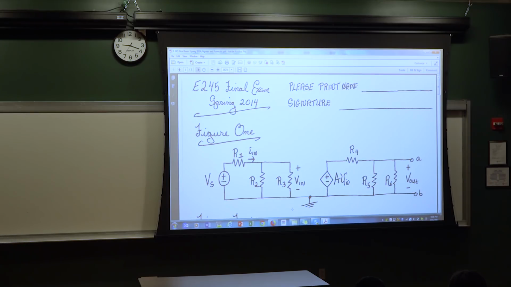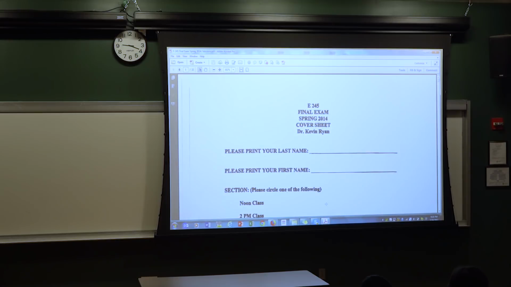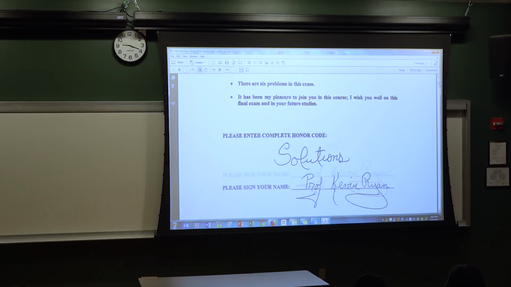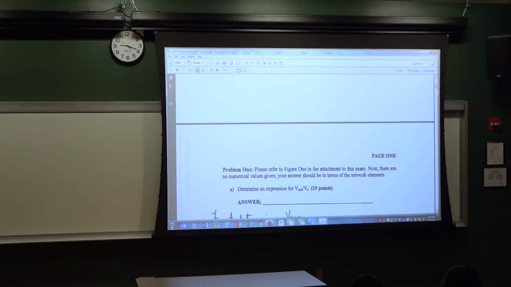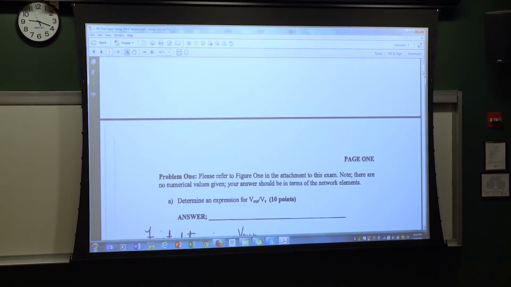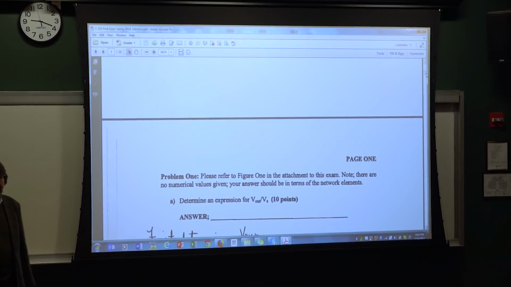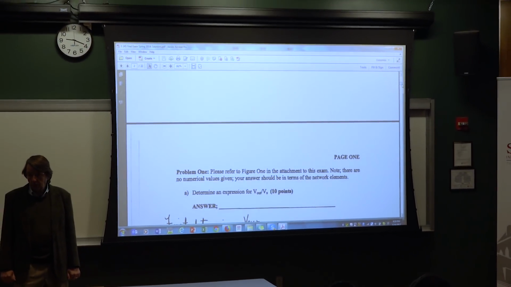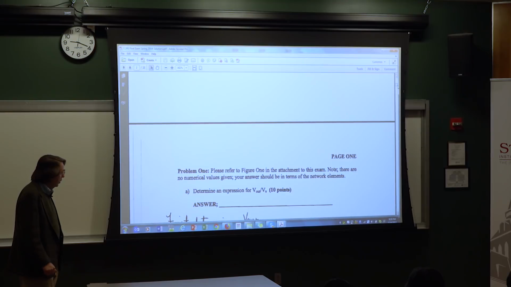My colleagues, I'll put up the figure again in a moment, but I'm hoping a circuit like this, you're starting out the test with confidence. Now that you have most of the circuit drawn, let's just take a peek and see. It says what we're asking for is to determine an expression for V out over Vs. Okay, so we want V out over Vs.